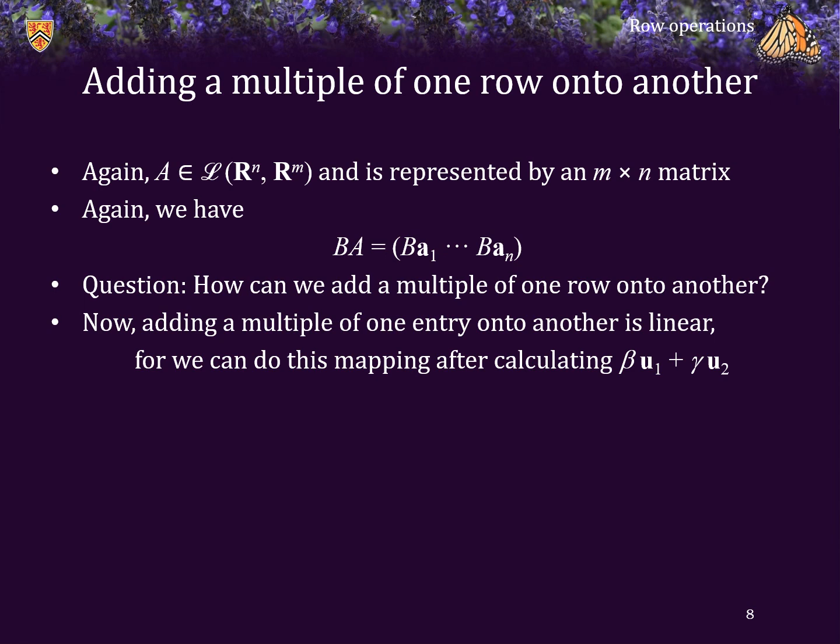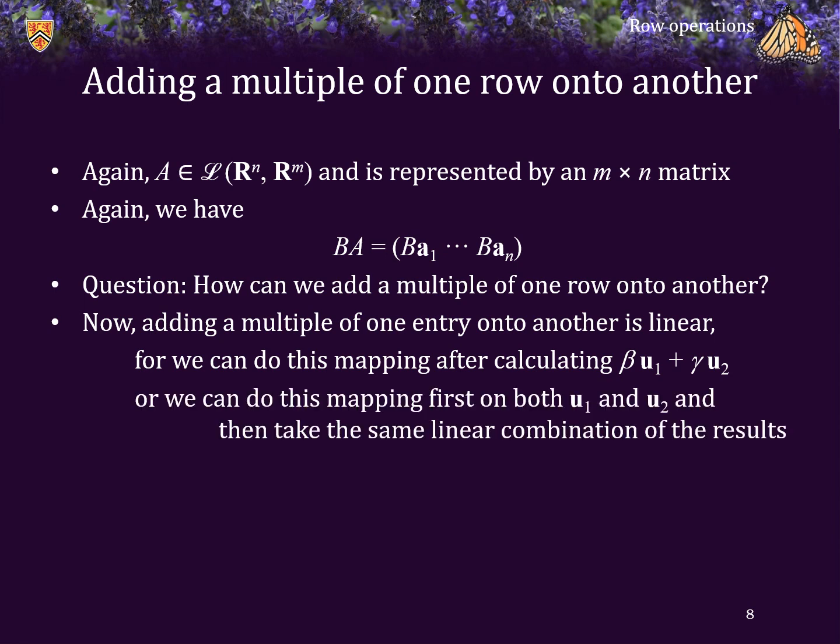Well, if you think about it, if we have two m-dimensional vectors, u1 and u2, and we take a linear combination of the two, and then add a multiple of one entry onto another, you'd get the exact same result if you first added, again, that multiple of one entry onto the other in both u1 and u2, and then took the same linear combination of the two results. Thus, such a mapping would be linear.